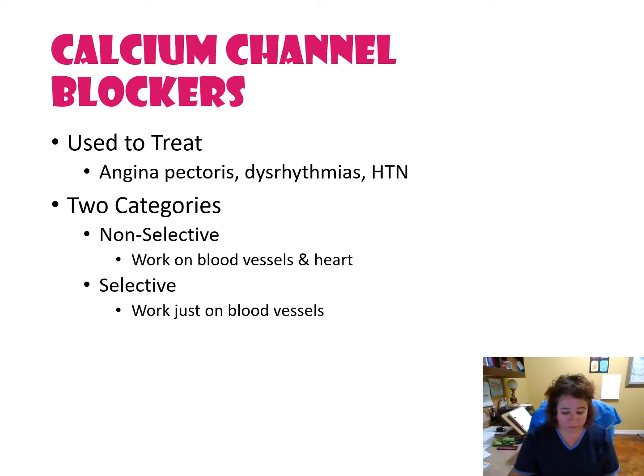You will see references in other pharmacology textbooks to there being 3 of these. They call them CB1, CB2, and CB3. So some textbooks pharmacologically will say, okay, if it works on blood vessel and heart, it's a CB1. If it's a CB2, it only works in the heart. If it's a CB3, it just works in the blood vessels. It just depends on the way that the pharmacology textbook lays it out. We're going to go with the way that this one says.